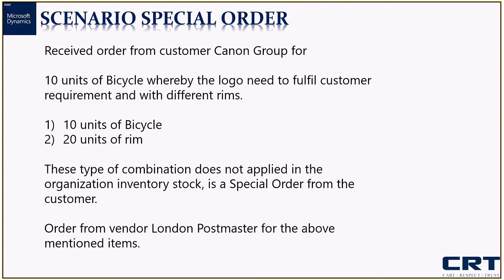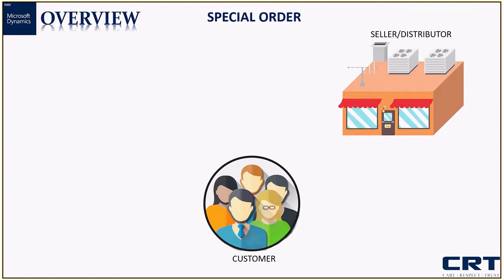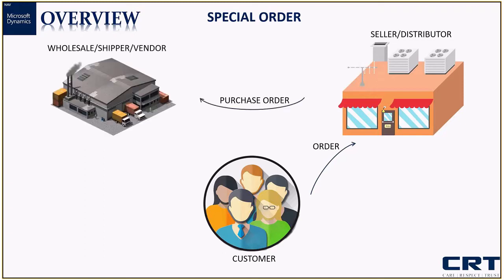But with this special requirement, I will need to check on my inventory as well. I need to check my goods before they are delivered to my customer. So over here, same, I will show you the relationship first. The customer will give me an order for 10 units of bicycles and 20 units of different rims. So I will need to give the purchase order to my vendor, to ask my vendor to help me build up the bicycle first with the different rims.